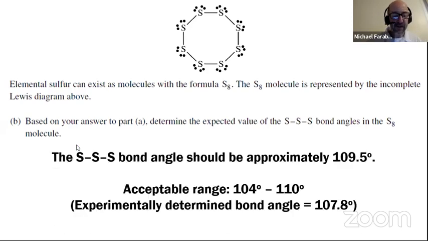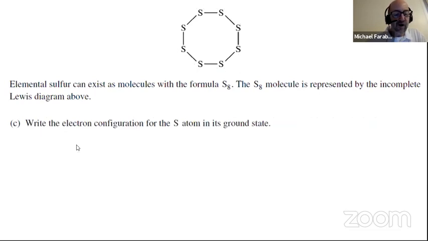The acceptable range of values for this question was anywhere between 104 and 110. And a little interesting note, the experimentally determined bond angle for this molecule works out to be 107.8. So as long as you were in that range between 104 and 110, you were good. So I just said 109.5. All right, moving on to part C.